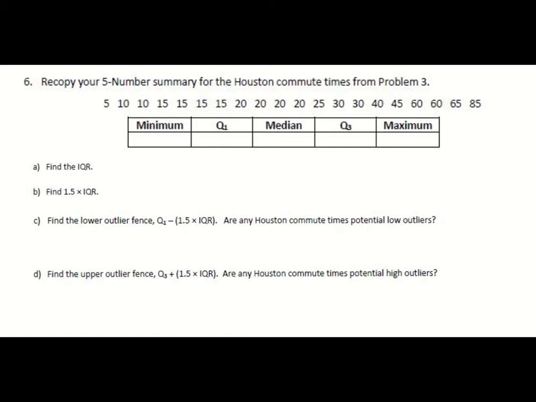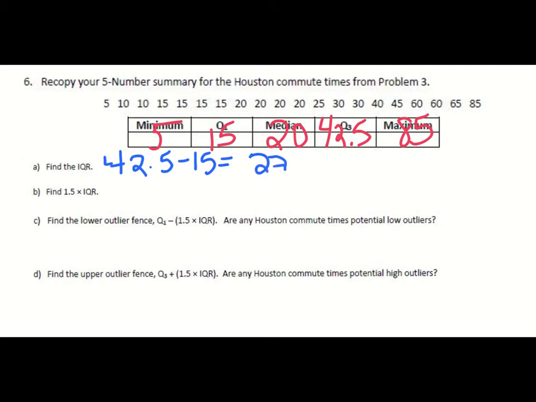Okay. It says recopy your 5-number summary for the Houston commute times from problem 3. Okay, so here's all of your numbers. My minimum was 5, quartile 1 is 15, median is 20, quartile 3 is 42.5, and my maximum is 85. Okay, so my interquartile range is 42.5 minus my 15. That's going to give me 27.5 for my interquartile range. Then I want to find my 1.5 times my IQR.